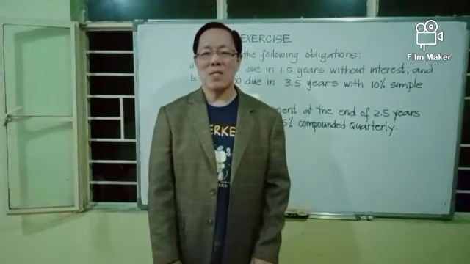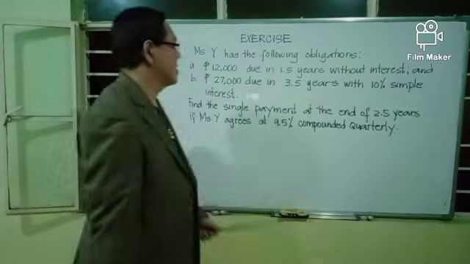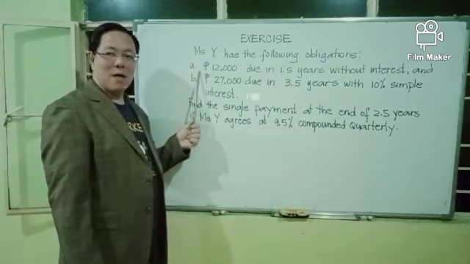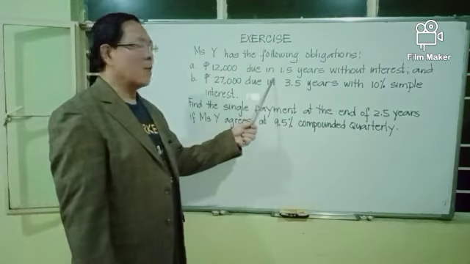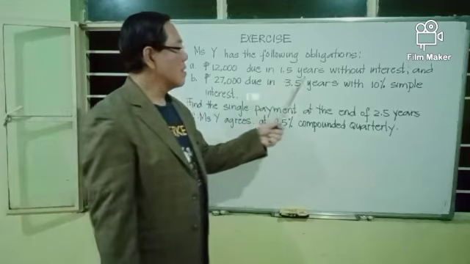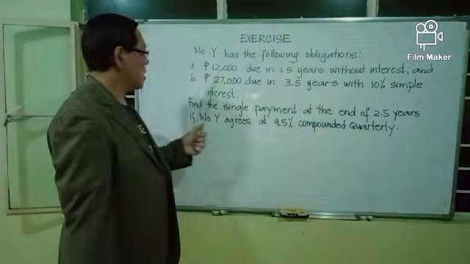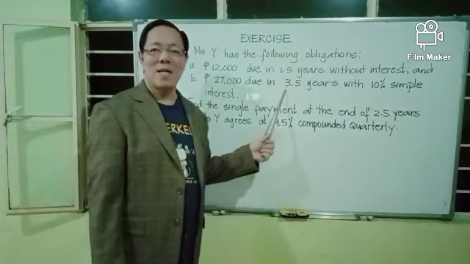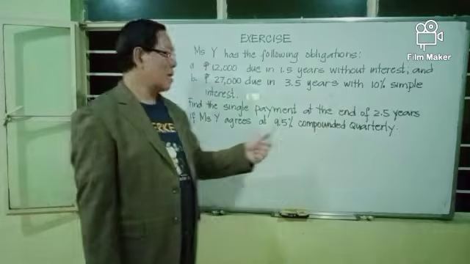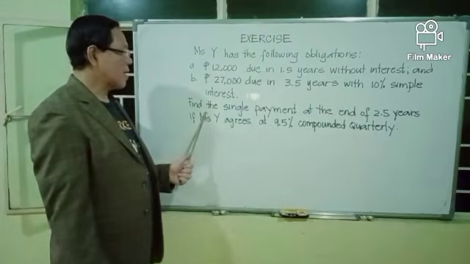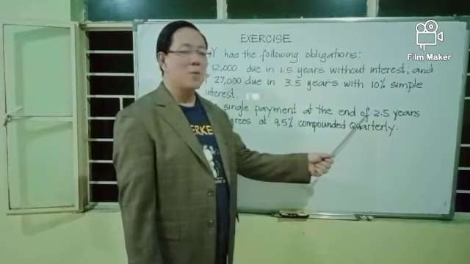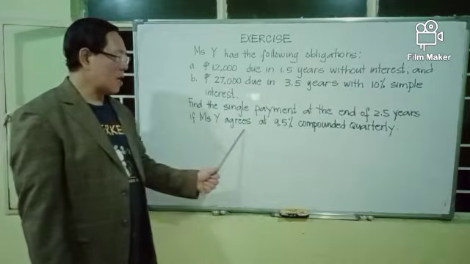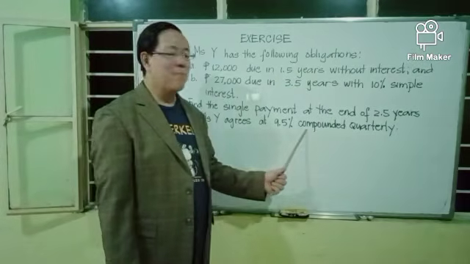For your practice, please try the following problem. Miss Y has the following obligations. A, 12,000 pesos due in 1.5 years without interest. And B, 27,000 pesos due in 3.5 years with 10% simple interest. Find the single payment at the end of 2.5 years if Miss Y agrees at 9.5% compounded quarterly.